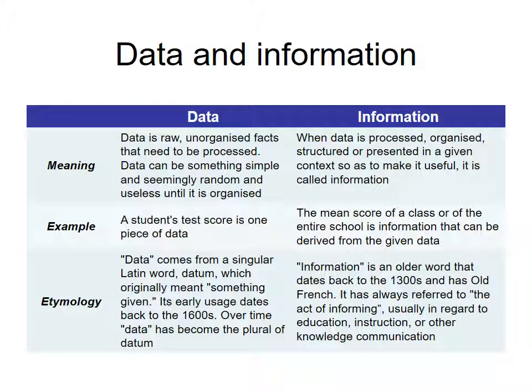But if then we look, for example, at the mean score of a class, or even at the mean score for the entire school, then that becomes information because it's contextualized, it gives some context, it gives some generalization, and so it's data applied to a particular focus, to a particular research question, if you wish.